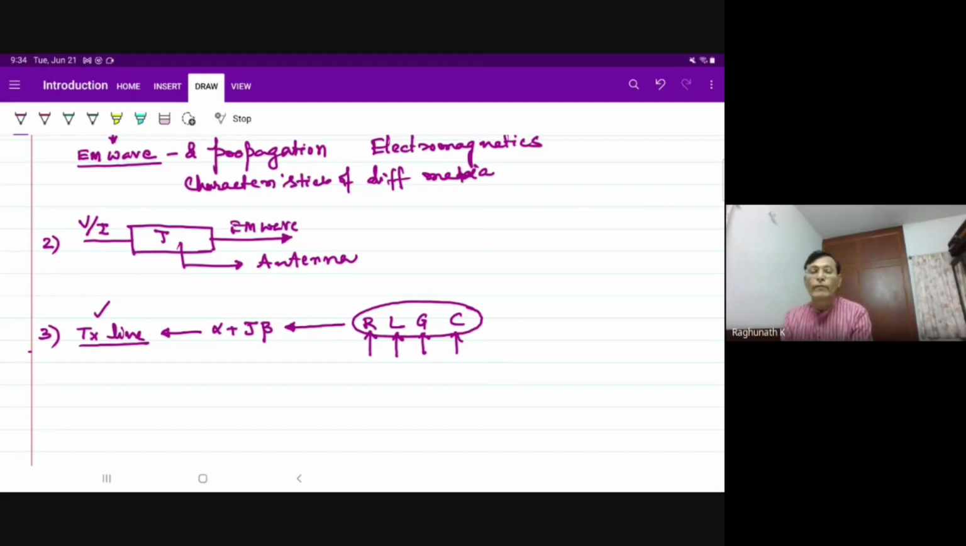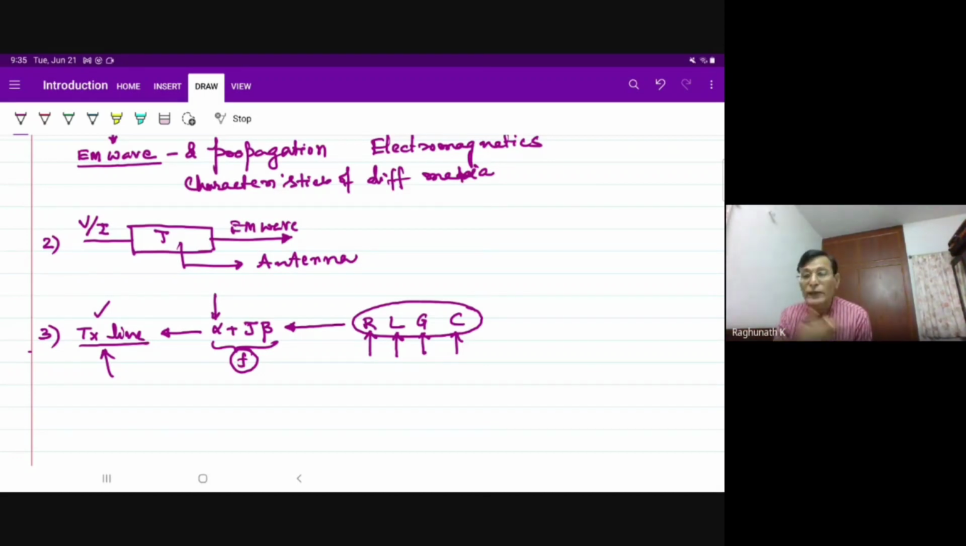I have to study it. Only if I can talk about the RLGC of a given transmission line will I be able to derive alpha plus j beta as a function of frequency, whatever it is. Once I know alpha plus j beta, for the fixed amount of power that I have, and for the range to be achieved, I will select a particular line that has a specific alpha, at least.